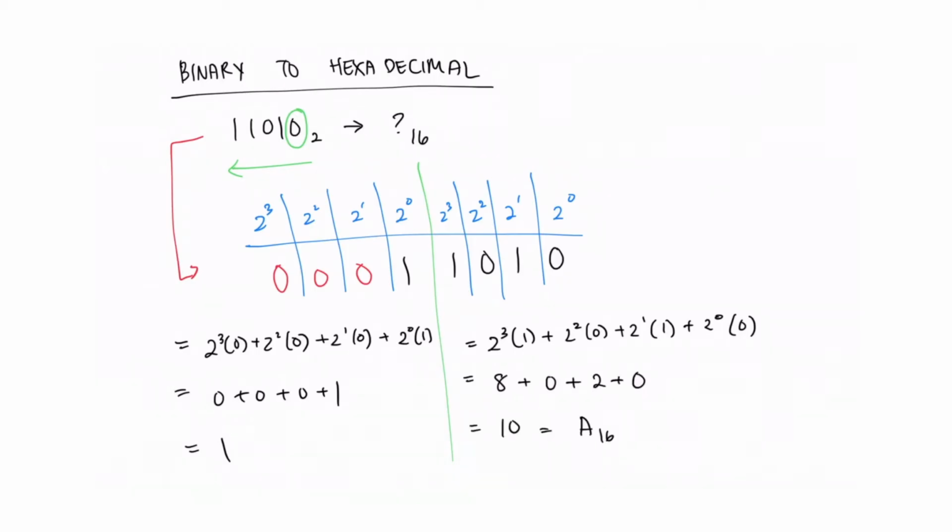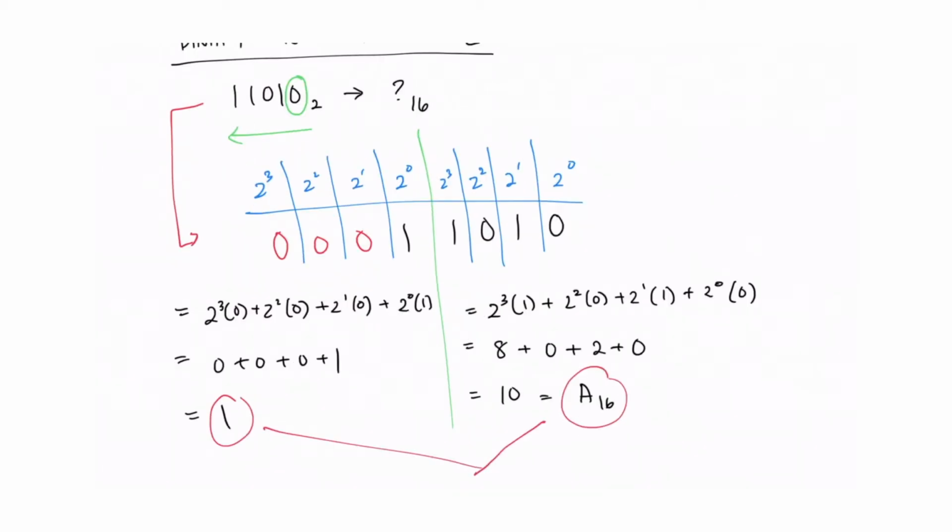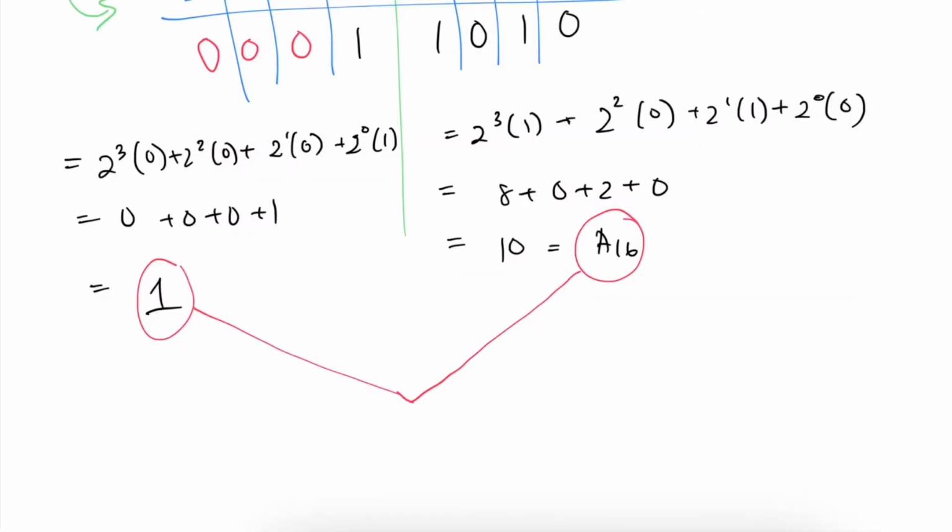Note that 10 is represented in hexadecimal notation as the letter A. So we simply append these two values together, and there we have the decimal number 26 in hexadecimal notation.